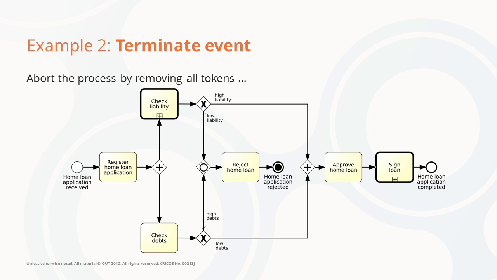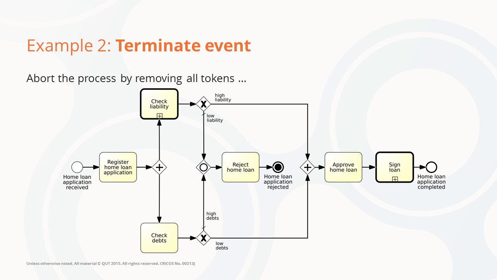We see that here, besides checking for liability, we also check for debts. We check for liability with the top XOR split, and we check for debts with the XOR split in the bottom part of the model. The loan will actually be approved and hence signed only if the customer has high liability and low debts. In any other case, the loan should be rejected.